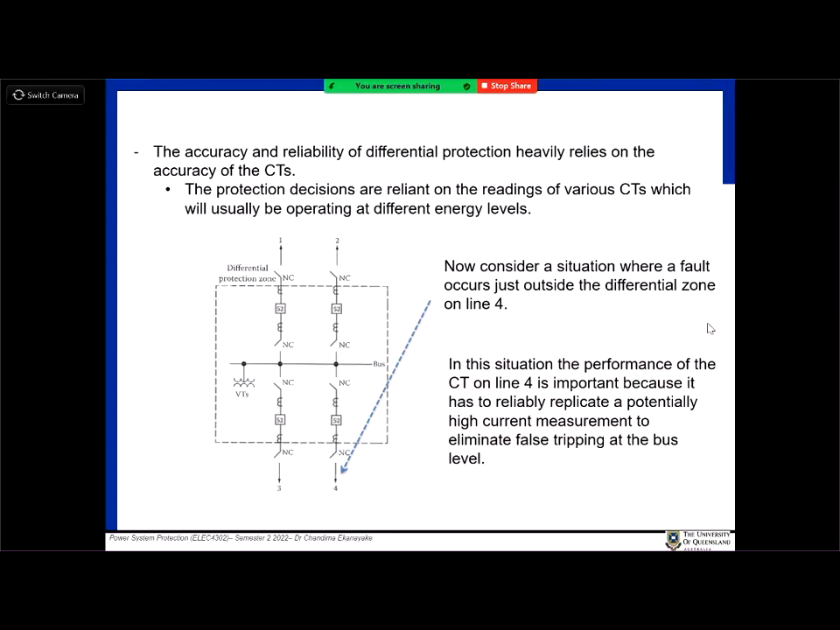The other important thing, as I mentioned, is that the accuracy and reliability of differential protection depends heavily on CT accuracy. If the CTs are accurate, yes, they are giving you good results. Now, think about a situation where a fault occurs just at this point. If the fault is at this point, there is a huge amount of current going through these CTs in that line.